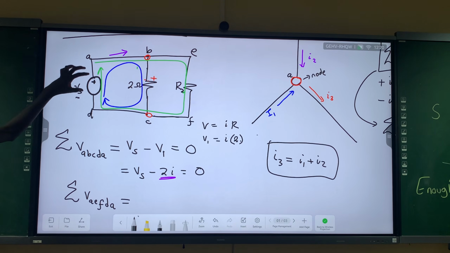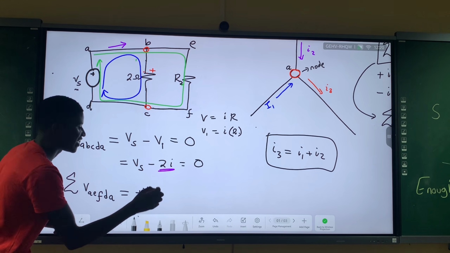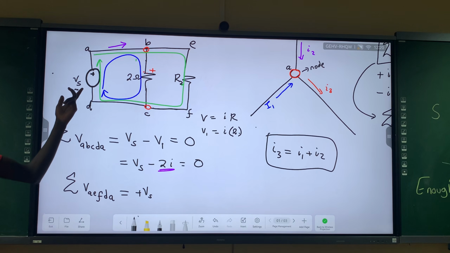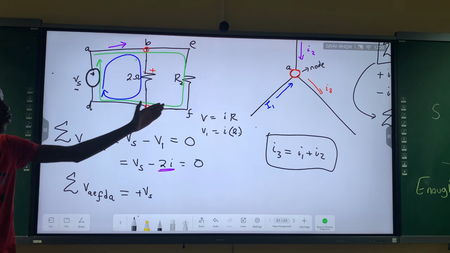What do we have here? We have a voltage source. In this case it is Vs, and we're going to say that's a positive voltage. If we've got 20 volts here, so we make it positive. And then what other component do we have on this loop, this green loop?